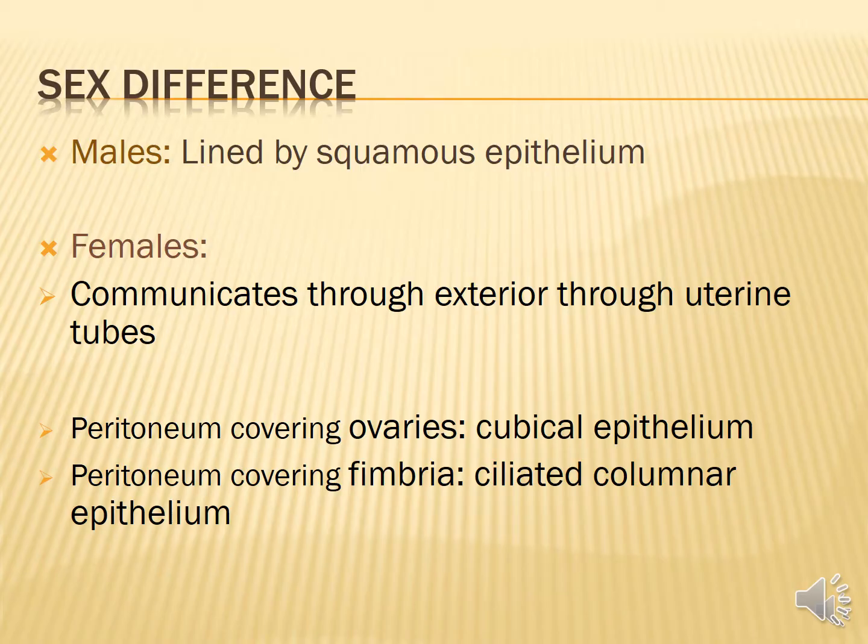Coming to the sex differences of male and female peritoneum. Male peritoneal cavity is a closed serous sac and it is lined by squamous epithelium, whereas in case of female, the peritoneal cavity is an open cavity and it communicates with exterior through the uterine tubes. And histologically, peritoneum over the ovaries is made up of cuboidal epithelium, whereas peritoneum over the fimbria is made of ciliated columnar epithelium.